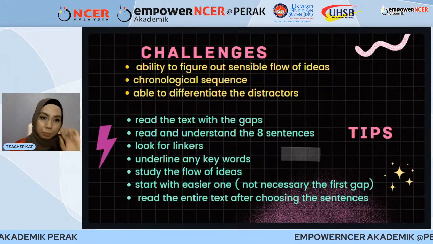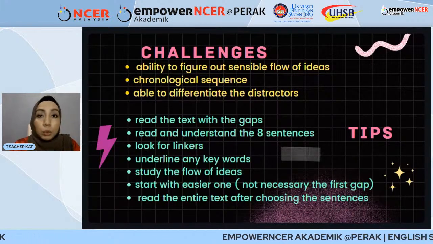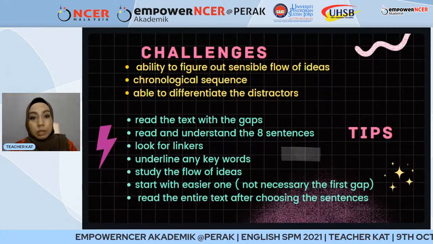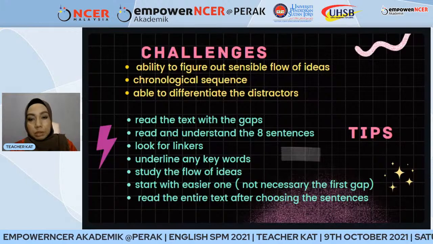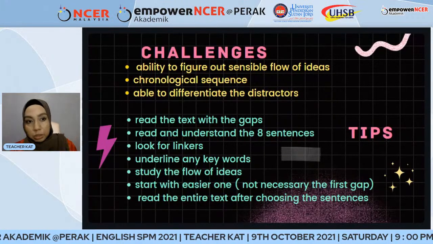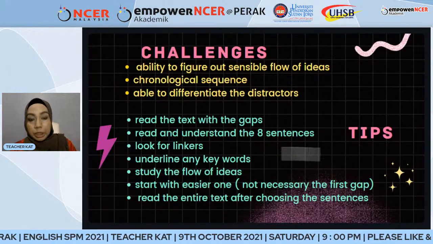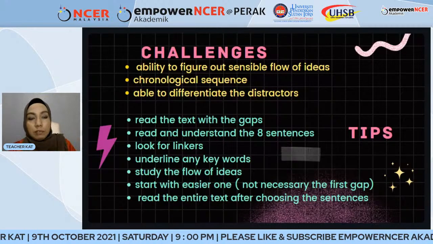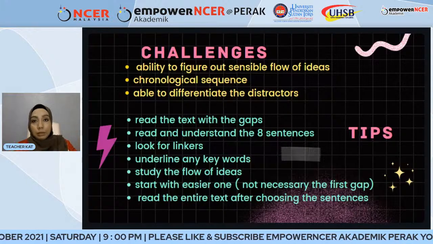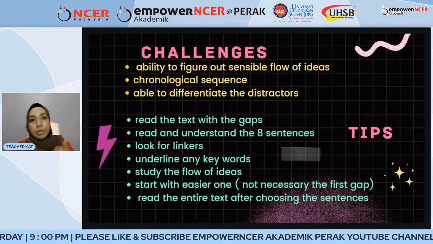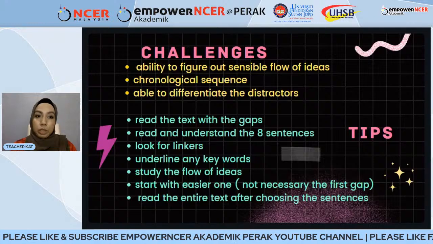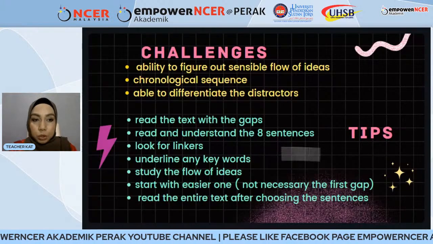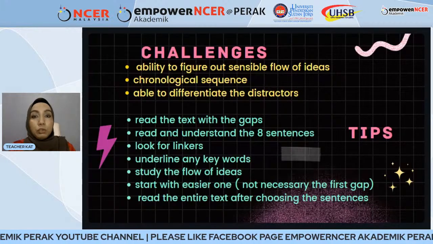Okay, now the tips. First, you read the text with the gaps. Just read the text. Go ahead, just ignore the gaps, the missing sentences there. You just read it from the beginning until the end, and then you read and understand the eight sentences given. You read and you understand the eight options given to you, and after that you look for linkers.